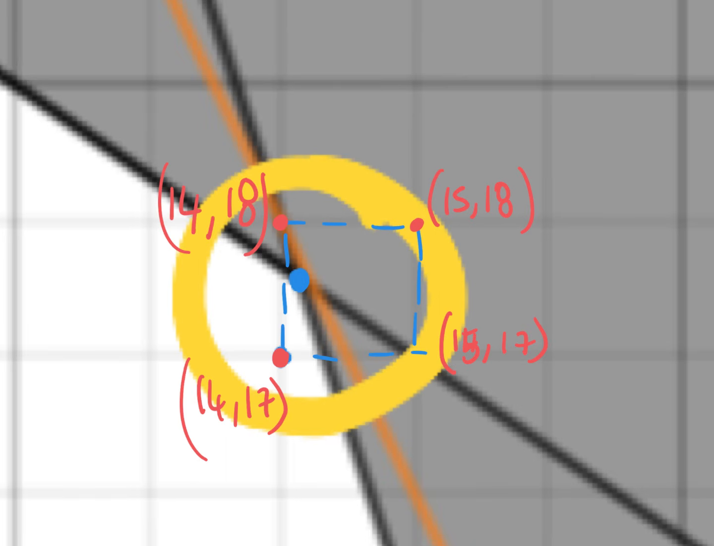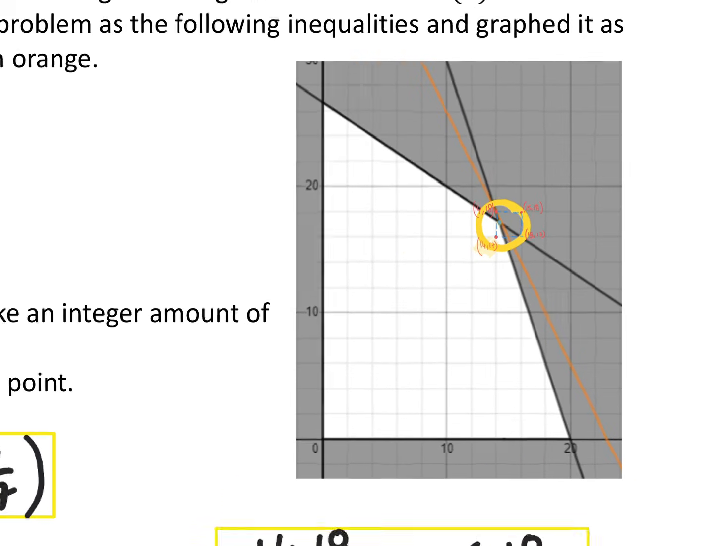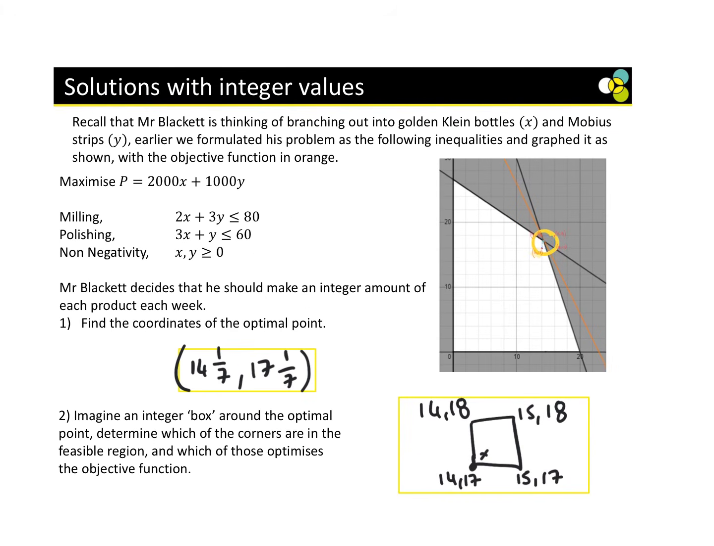Even though our optimal point is here, we're going to use this. Here is our optimal point. We need it to be an integer. So what's the closest integer to this optimal point? It's this one, because this is inside the region. Okay? Now, when in doubt, draw it out, or if we look on the next page, see that box? This is that integer box I was telling you about. See? It looks really tiny from there, doesn't it?